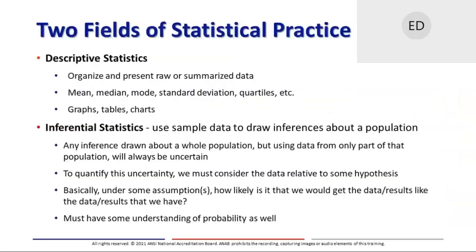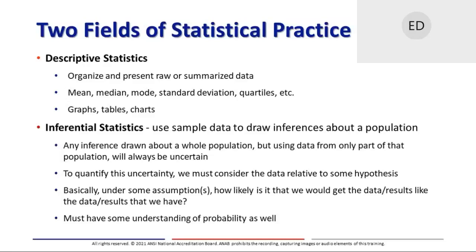There are two fields of statistics. We can use descriptive statistics, and we can use inferential statistics. And there are requirements in 17025 that ask us to use both of these types of statistics. Descriptive statistics organizes and presents the raw and summarized data. It is things like the mean, median, and mode, which we're probably most familiar with, in addition to standard deviation, quartiles, etc. We can also descriptively look at our data in graphs, tables, and charts.